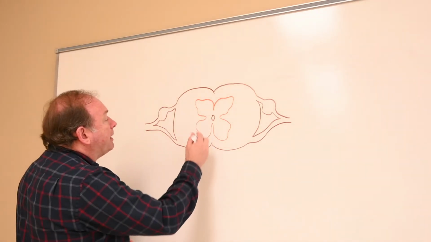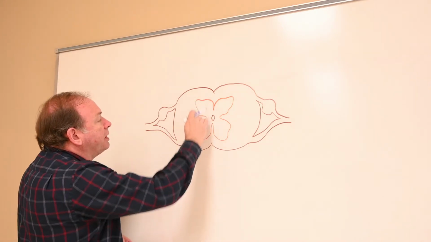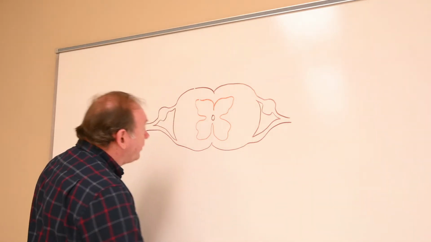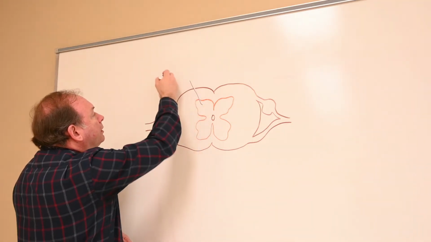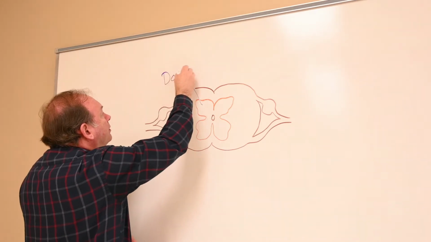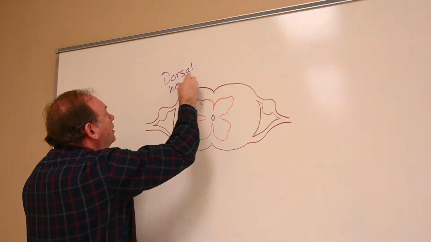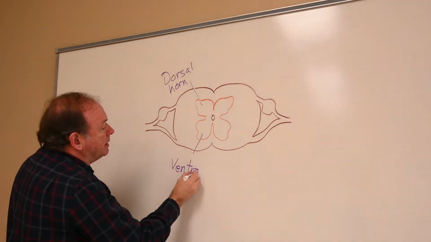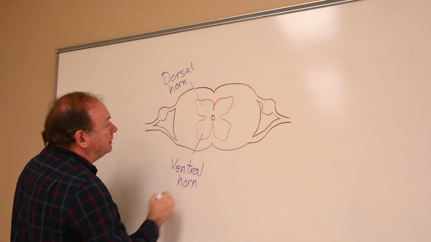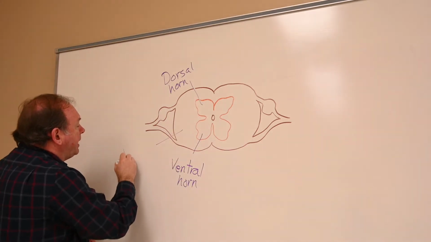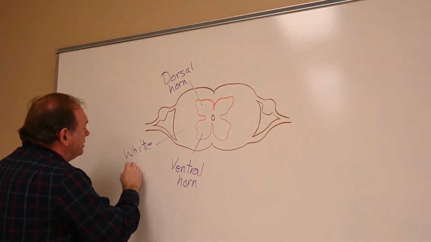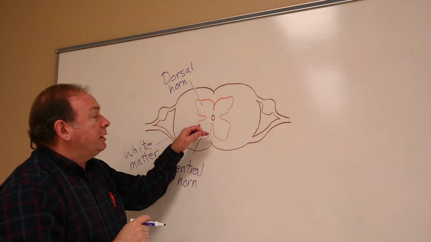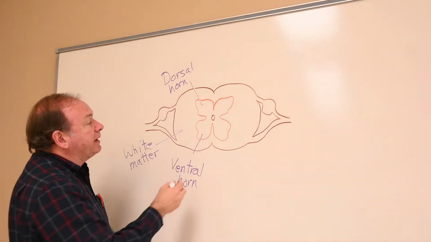So we refer to this as gray matter in here, and there's what we call a dorsal horn and a ventral horn of gray matter. So here is our dorsal horn of gray matter. And down here is our ventral horn of gray matter. And outside of that we have our white matter. In the middle of everything, right in the very center, is where we find our central canal.